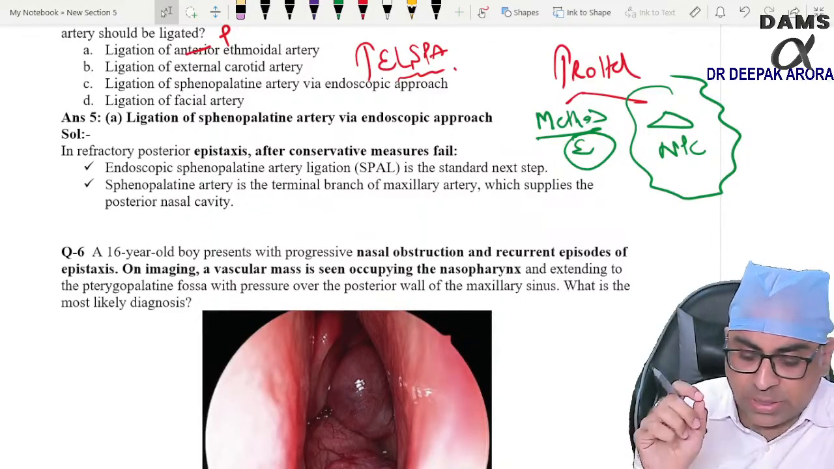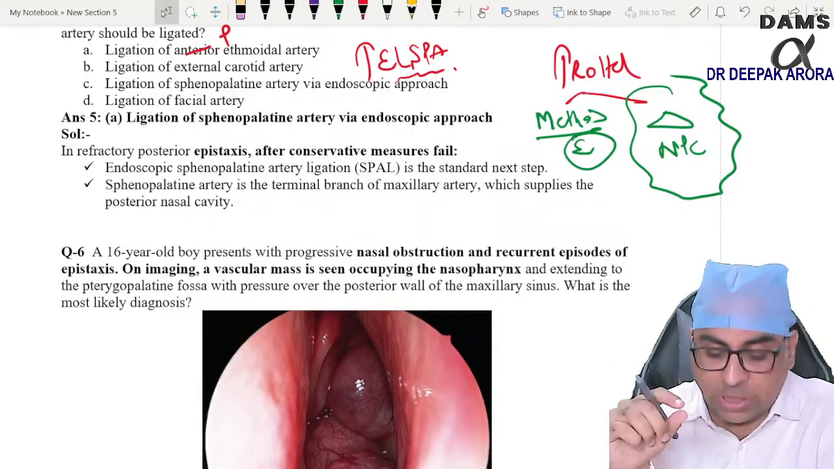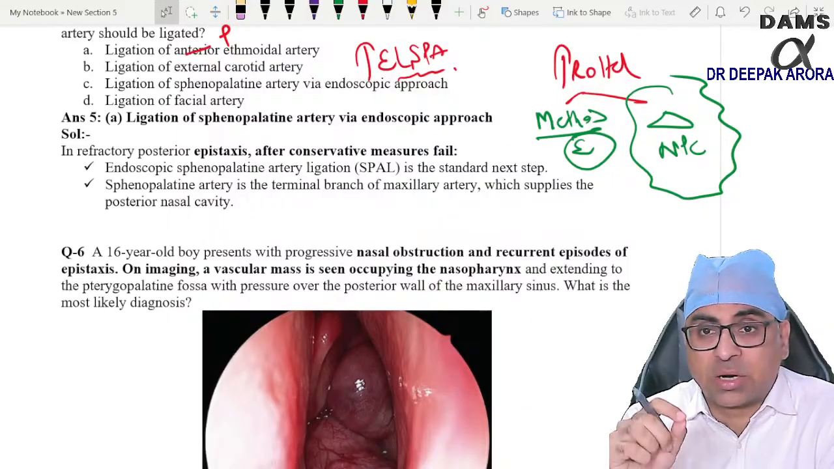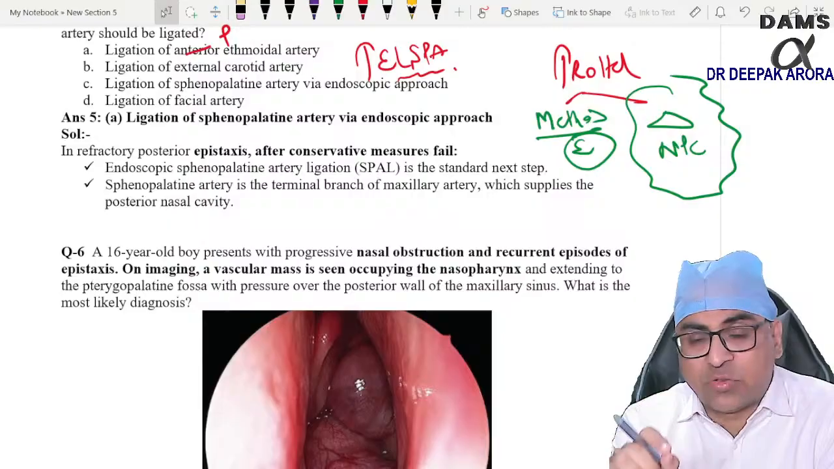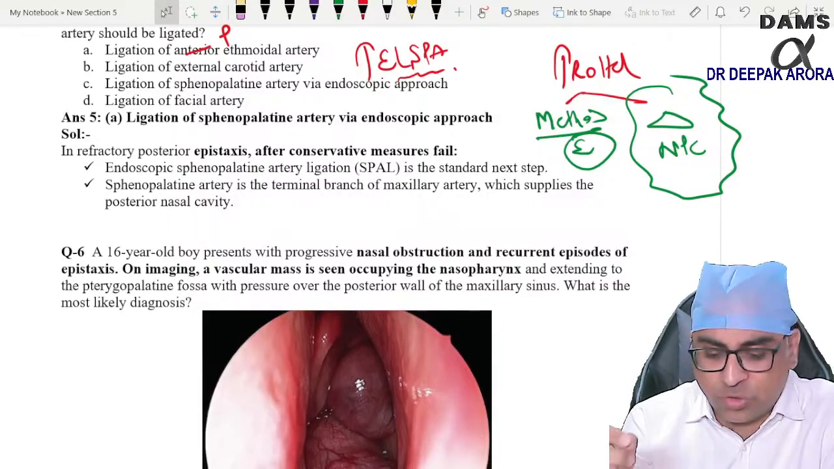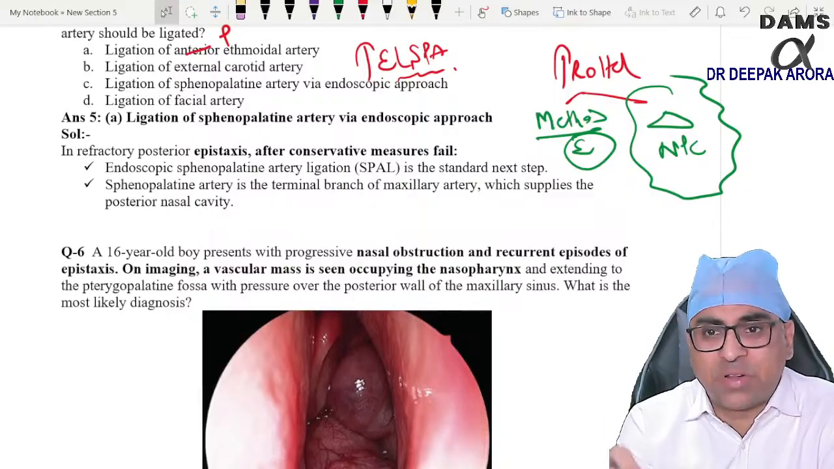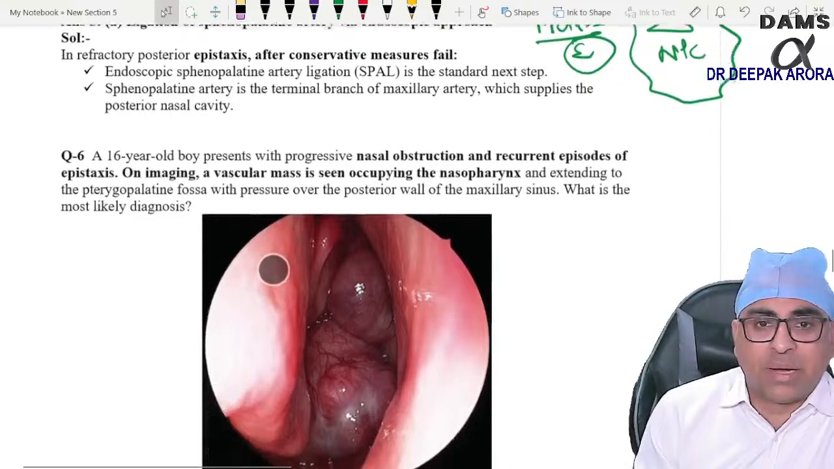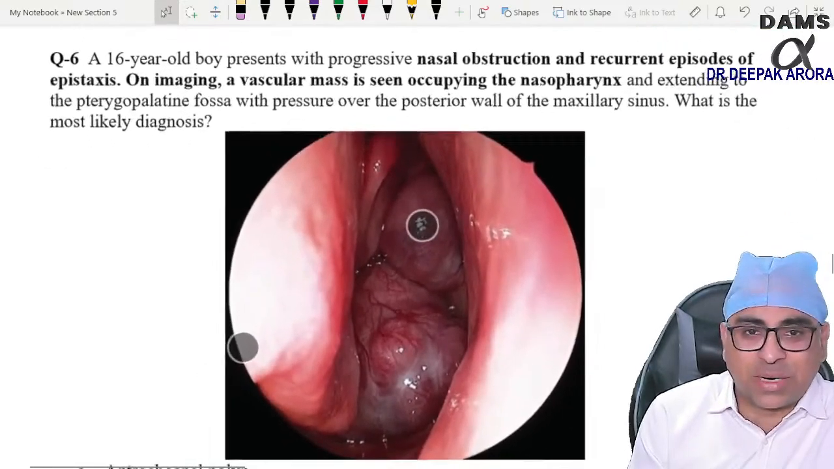Kiesselbach plexus, Dr. Rakesh, beta, Kiesselbach, what you are saying, what I am getting from your mail update, your comments, you are saying sphenopalatine artery is only related with the Kiesselbach plexus. No, it is not like that. It even supplies the posterior part of the nose. So the answer can be sphenopalatine artery. Clear?